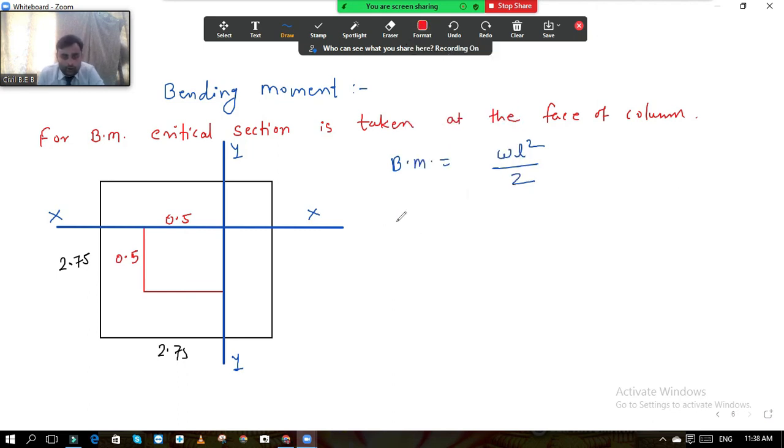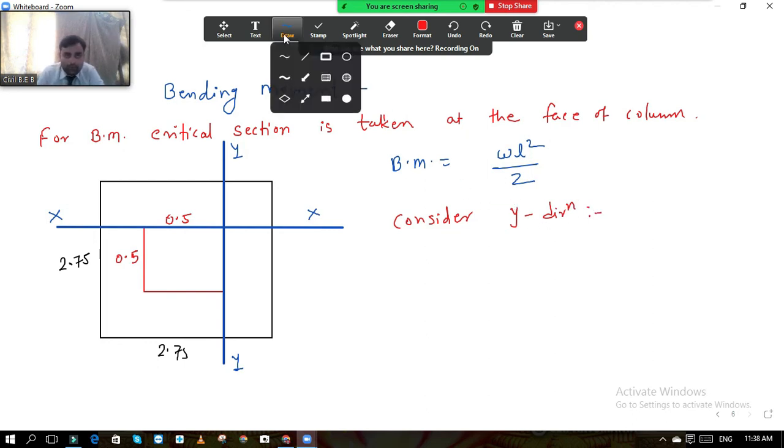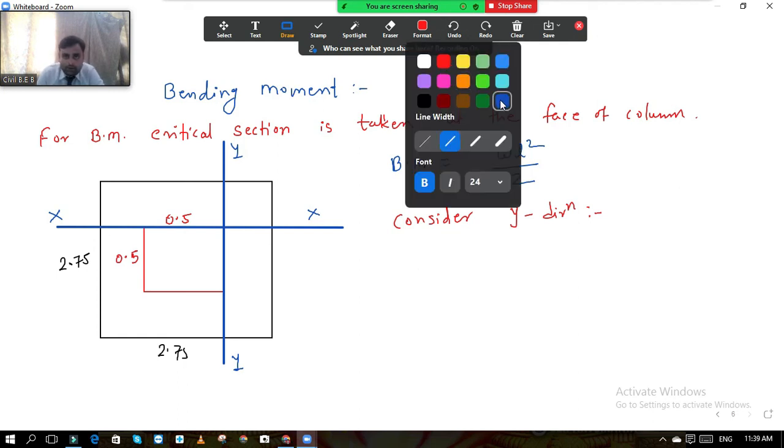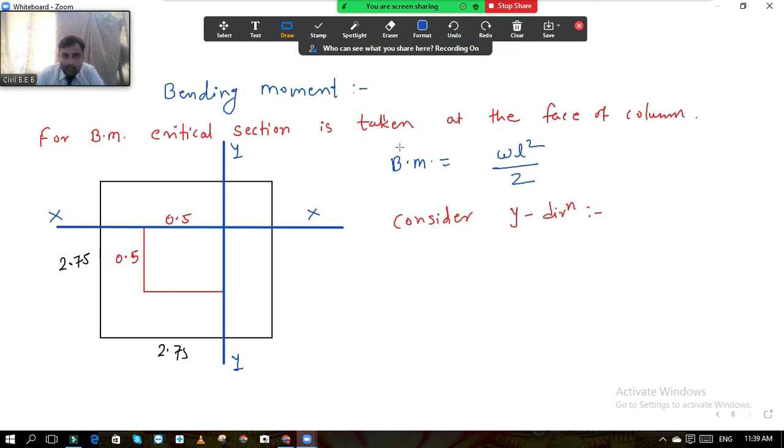Now let us see how to evaluate the bending moment. Consider the Y direction first. First we have to find out the intensity of the UDL. What is the UDL in kilonewton per meter? For your simplicity, now I will draw the diagram. It is not necessary to draw in the examination, but for your understanding I am drawing it now.